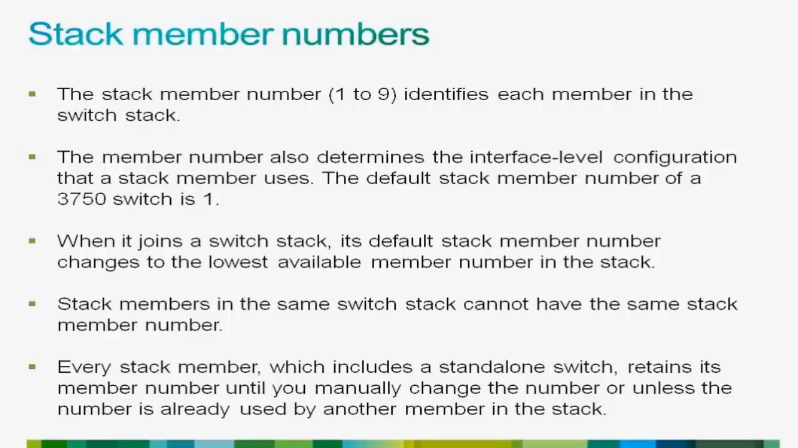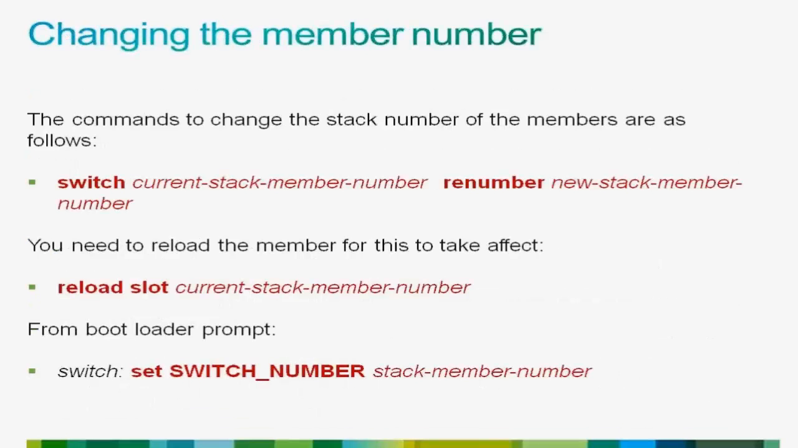Okay, now let's see how to change the number. There are two ways to do it. The first way is from the global configuration, from the privilege mode, you can just go ahead and type switch, followed by the switch number, and the renumber keyword, followed by the new number that you want to change to. Once you do this, you have to save the configuration and you can reload it.